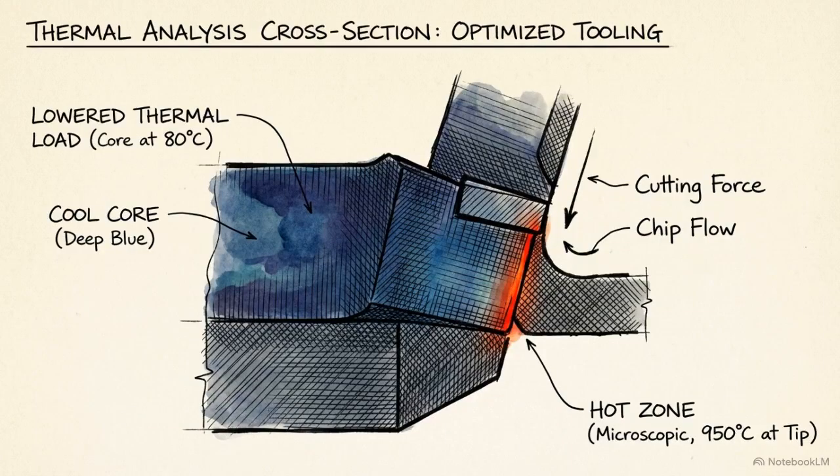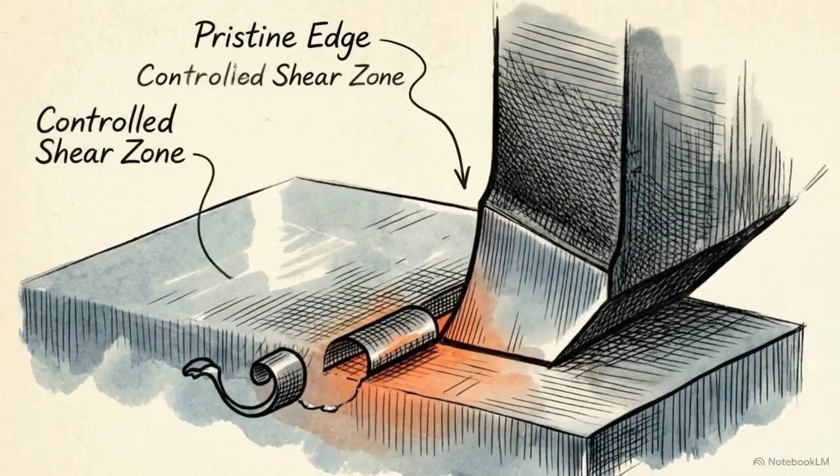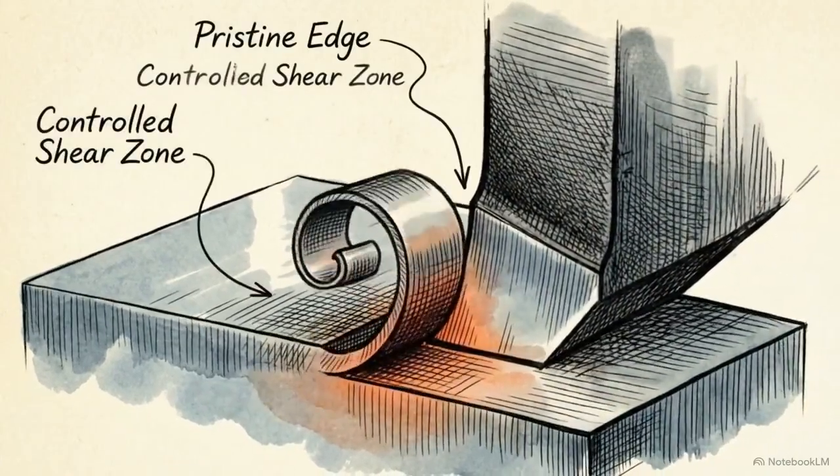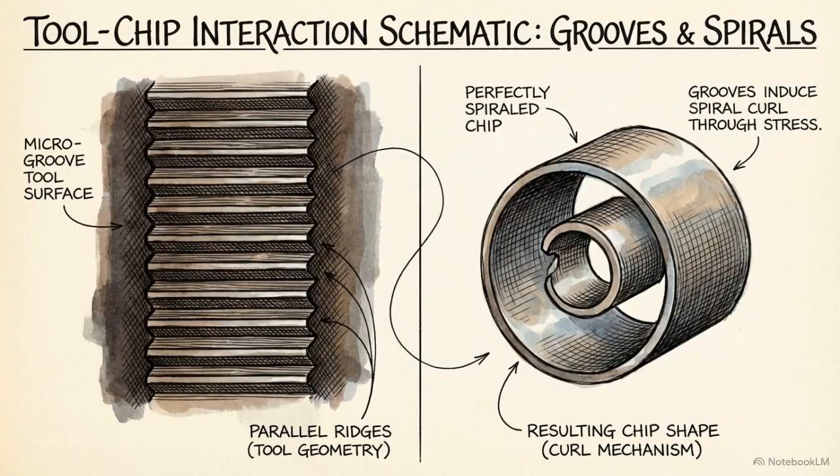Reducing that contact length directly lowers the thermal load on the tool. This preserves the structural integrity of the metal, allowing a single blade to flawlessly execute thousands of cuts. By utilizing specialized fluids and microscopic surface geometries, engineers dictate the exact shape the waste material takes to neutralize the violent forces of the cut.